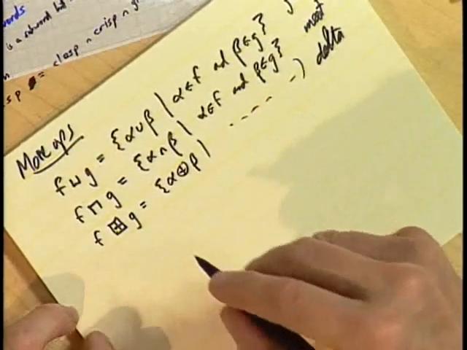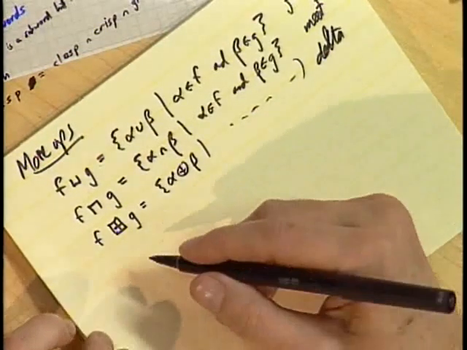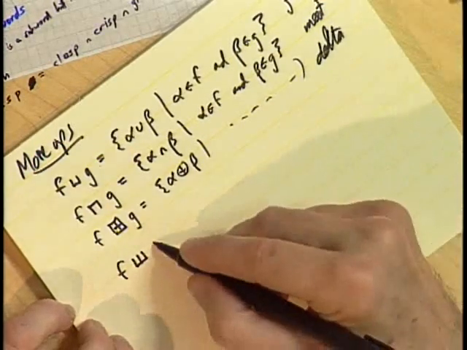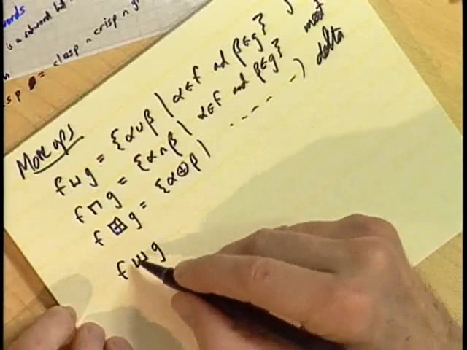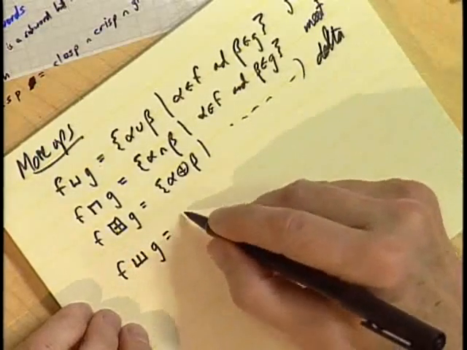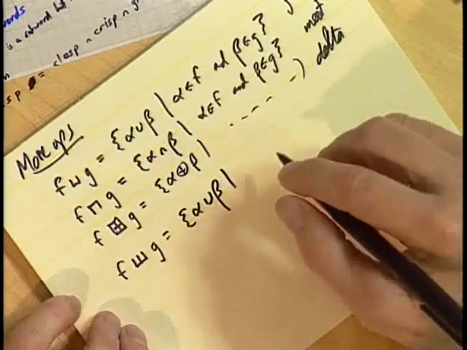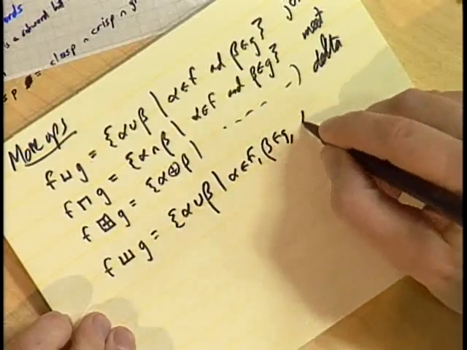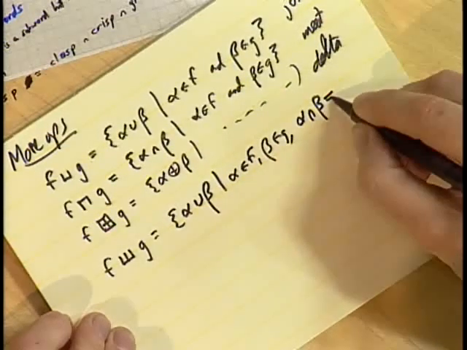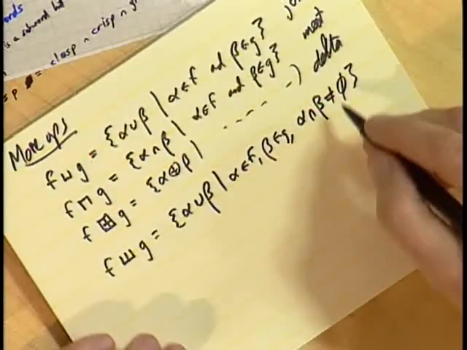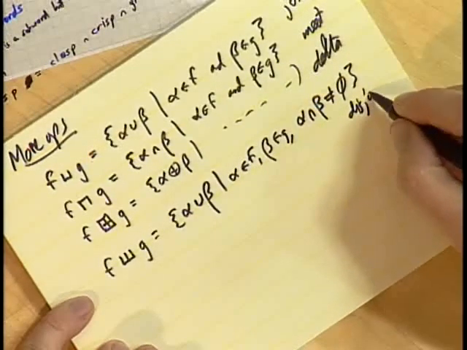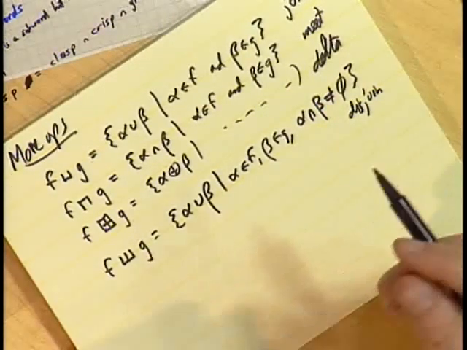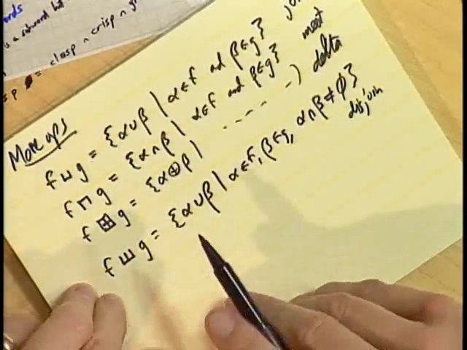There's also something that I thought of two or three weeks ago. I hardly even have time to mention it in my book. I don't know what notation to use for it anyway, but it's the family of all unions where alpha is in F, beta is in G, and alpha is disjoint from beta. I call this the disjoint join instead of the join. This turns out to be important in a lot of combinatorial applications, and it's even easier to compute than the other one.